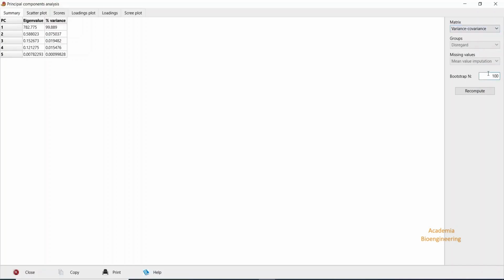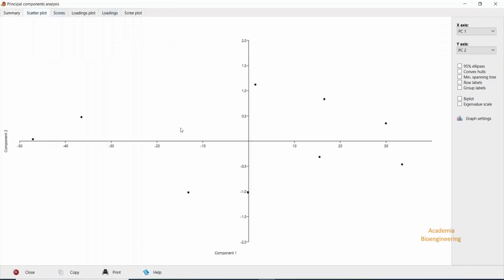When you set the bootstrap to 200, or more than 100, then recompute it and you are getting the 97.5 percentile eigenvalues. So 1 and 2 are the highest values. So you will be getting a scatter plot based on principal component 1 and principal component 2. These are the scores of the samples.